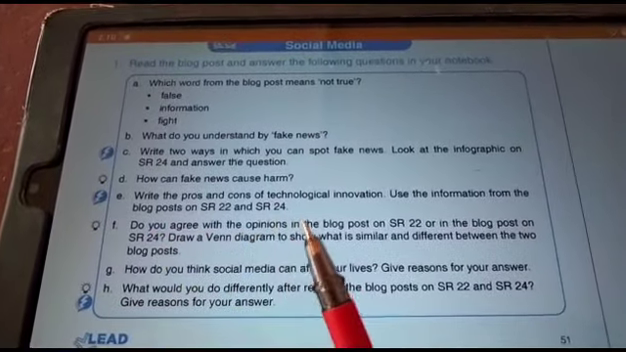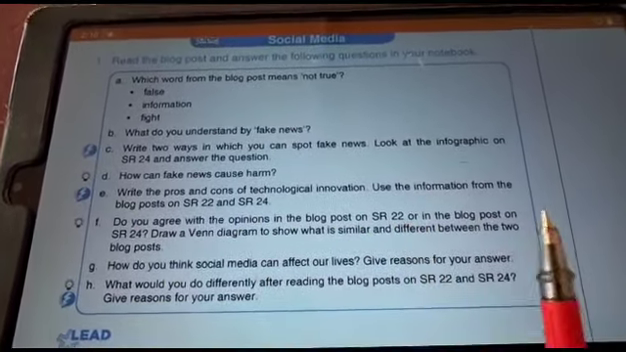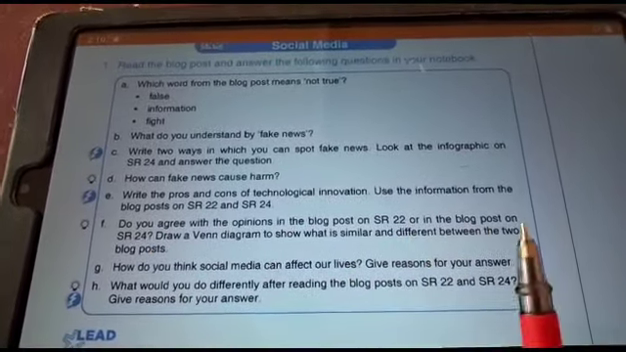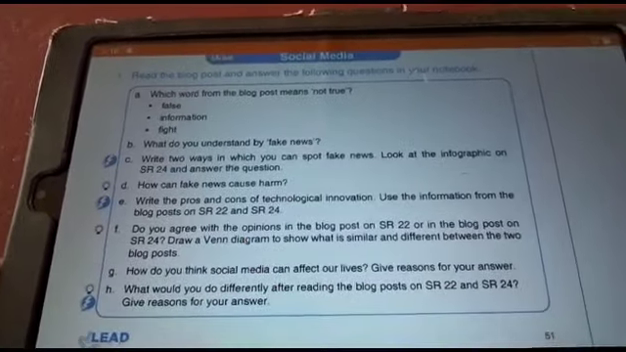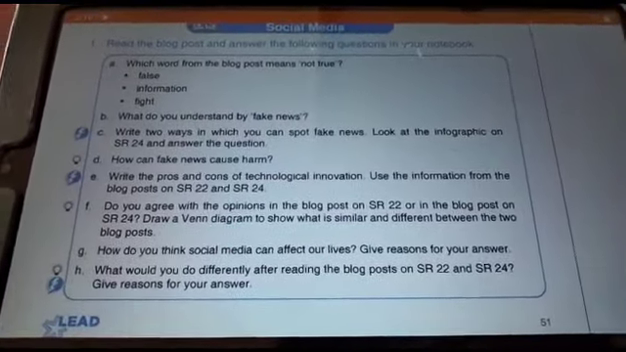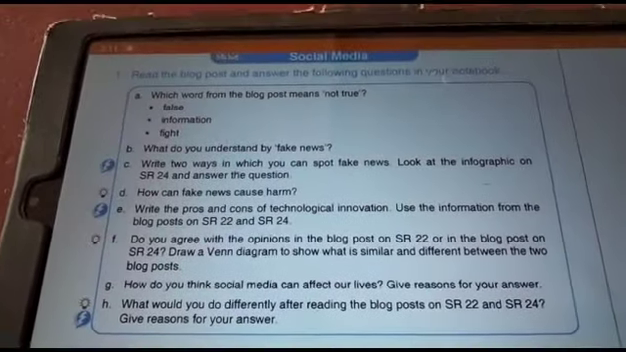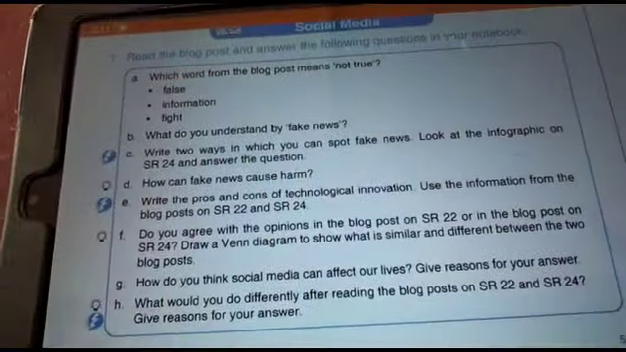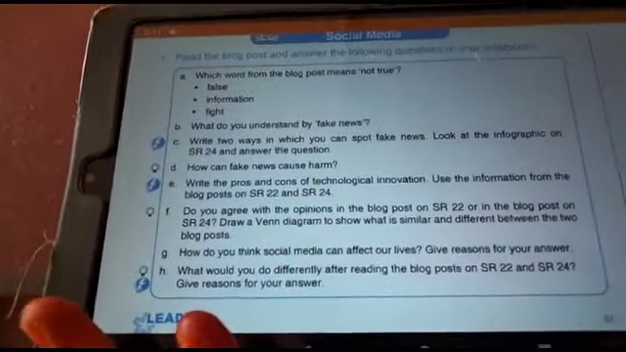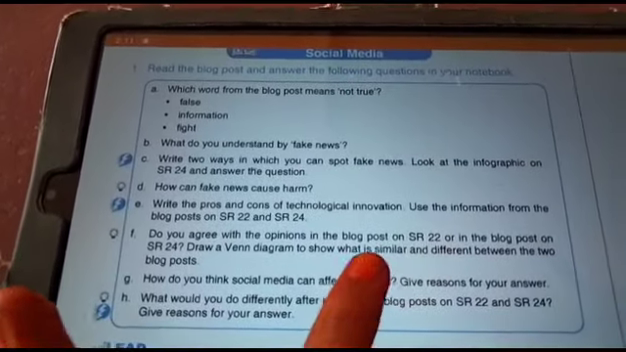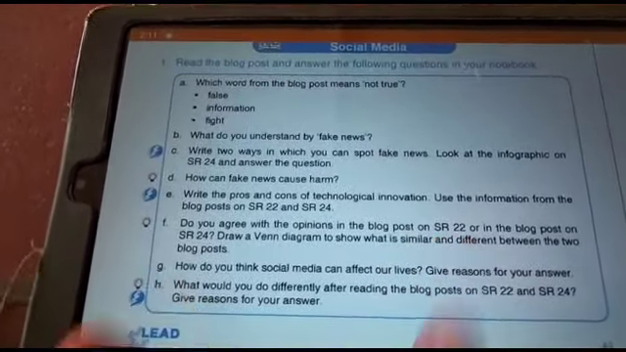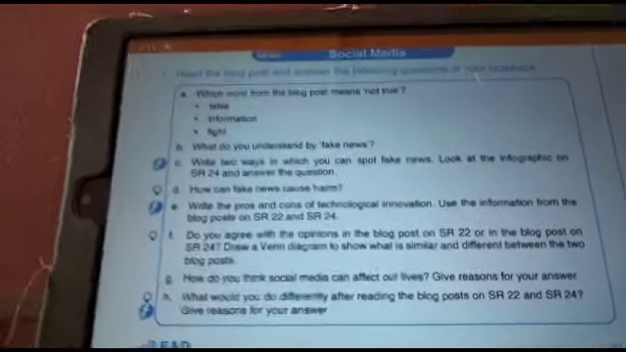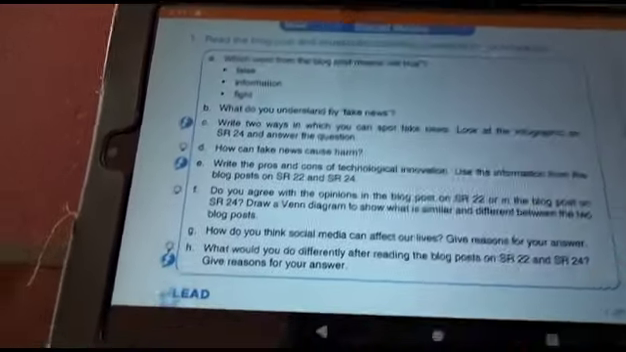Do you agree with the opinions in the blog post on SR22 and the blog post on SR24? Draw a Venn diagram to show what is similar and different between the 2 blog posts. What are your opinions about the blog posts on SR22 and SR24? Take your SR22, open your SR24. You have to compare and contrast. What does the word compare mean? Nice. Compare means similar. Contrast means different. So you have to compare and contrast the 2 SR and write your opinions.